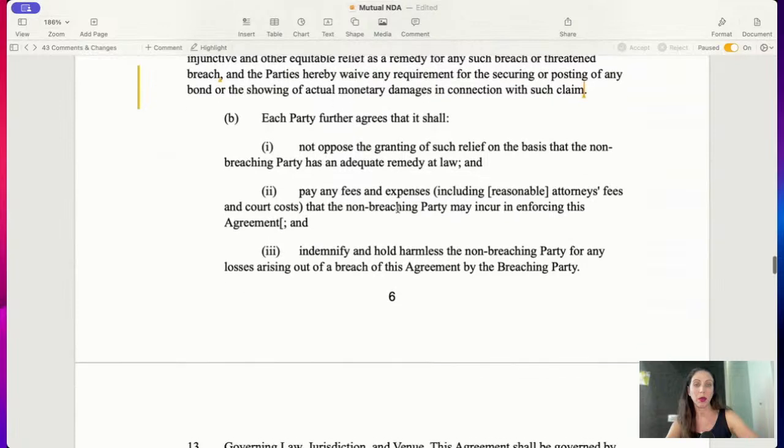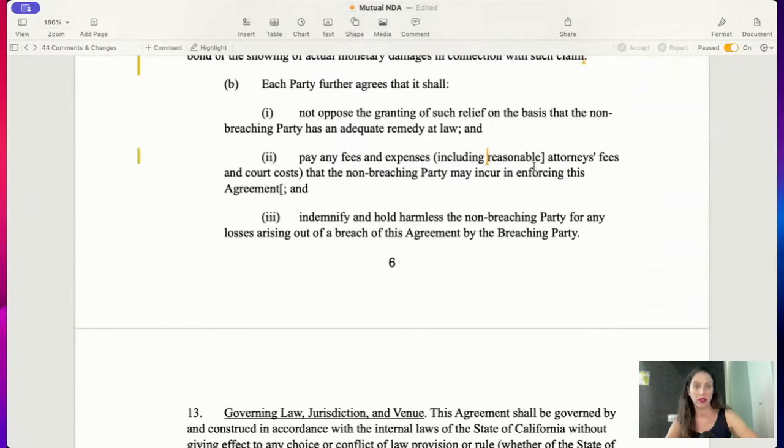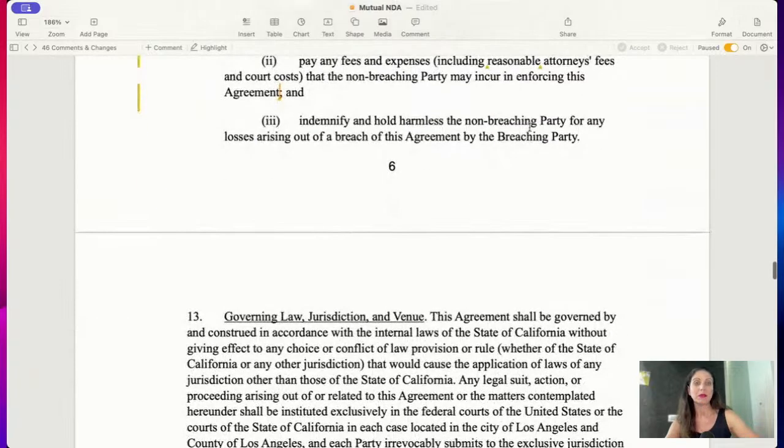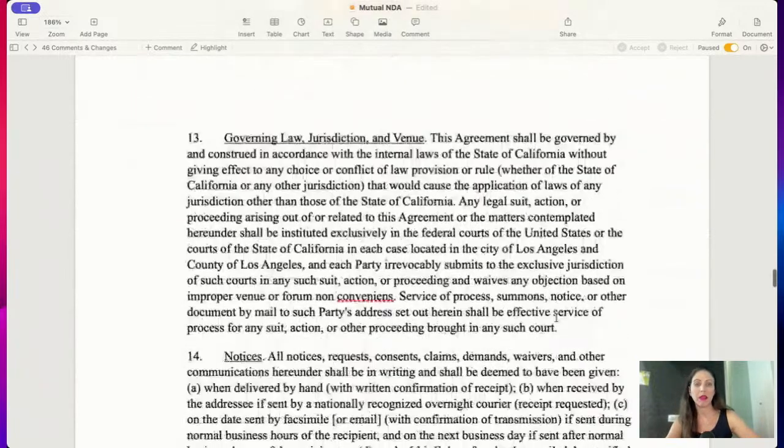Further agrees it will not oppose. Wow. Yes, it should be reasonable. Yeah, mixed feelings about indemnification, but I am okay with that.